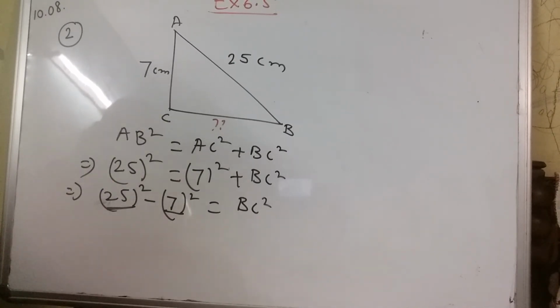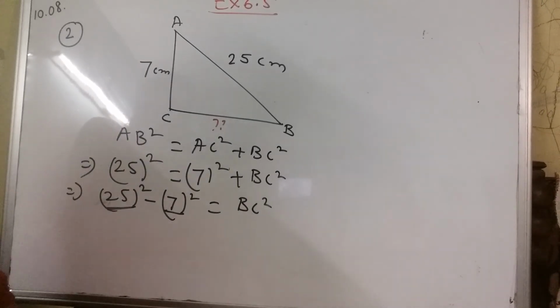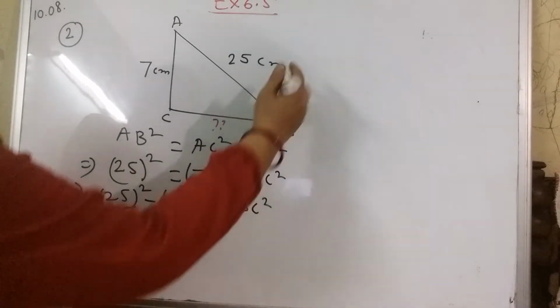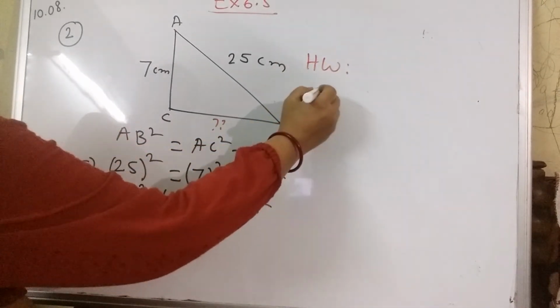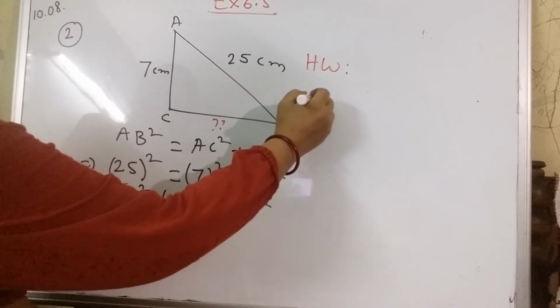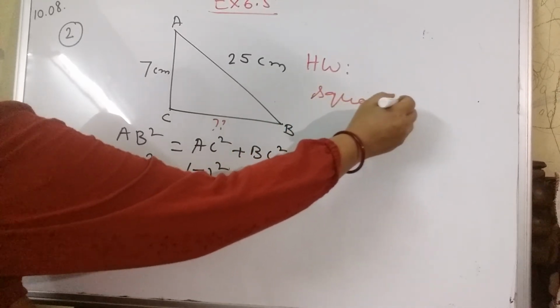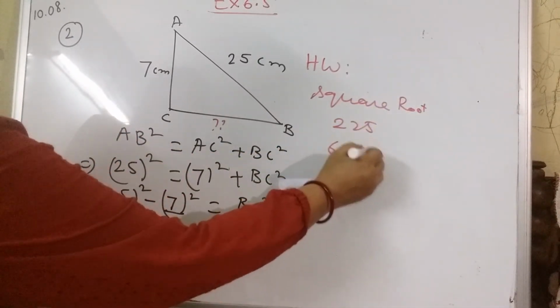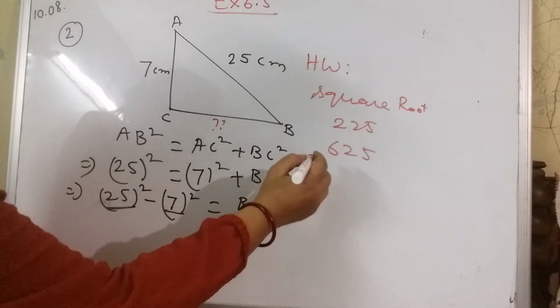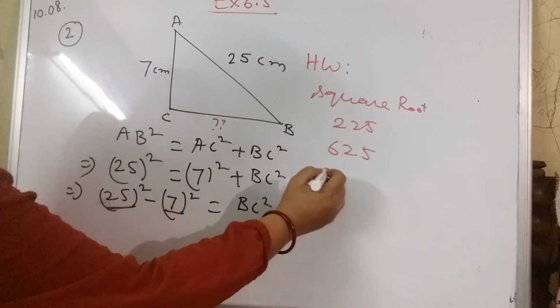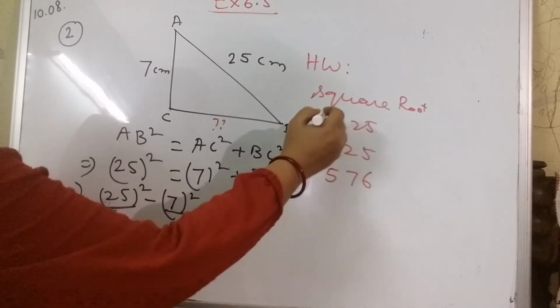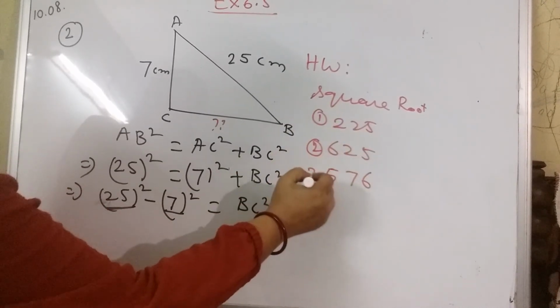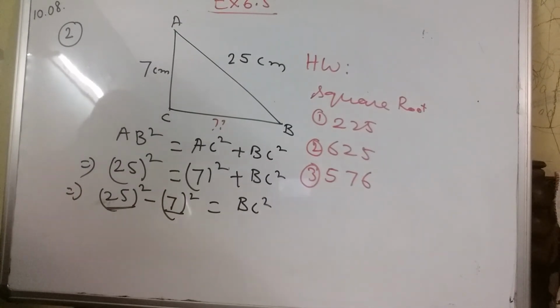Okay, and you will also find out the square root of 225, that will be your homework. Square root of 225, 625, and 576. Okay, that's all for today. Thank you.